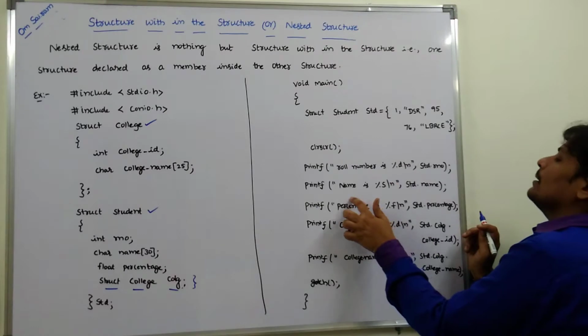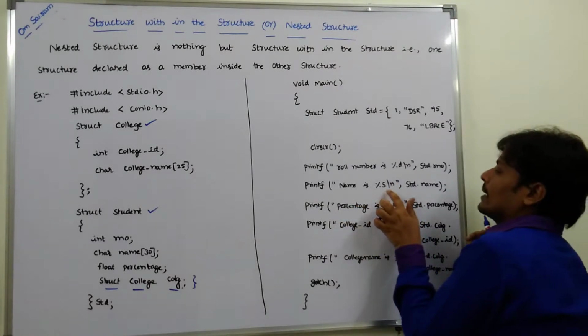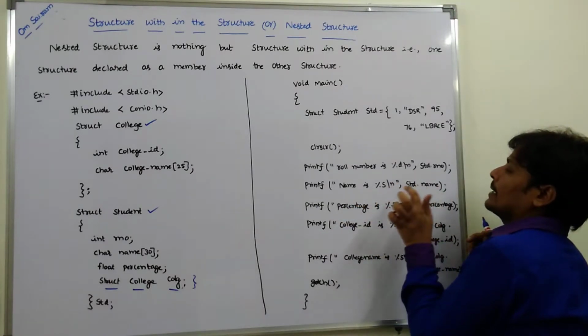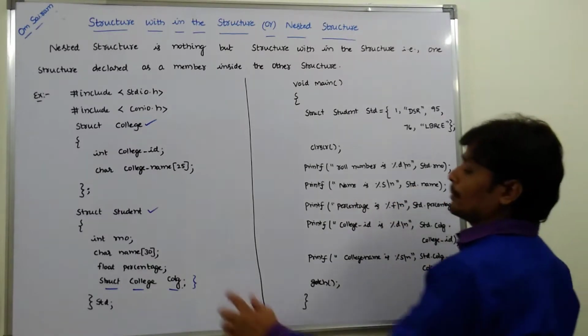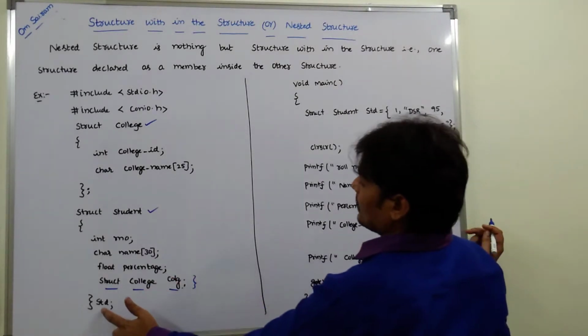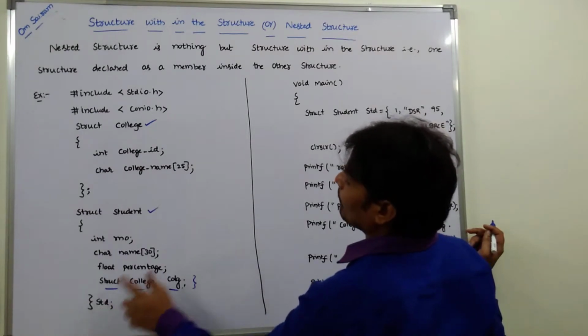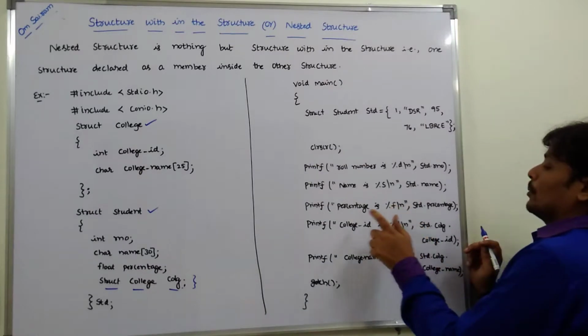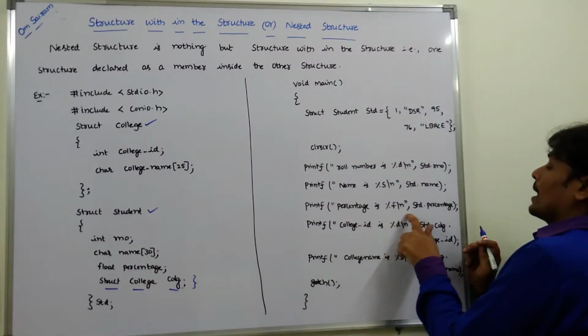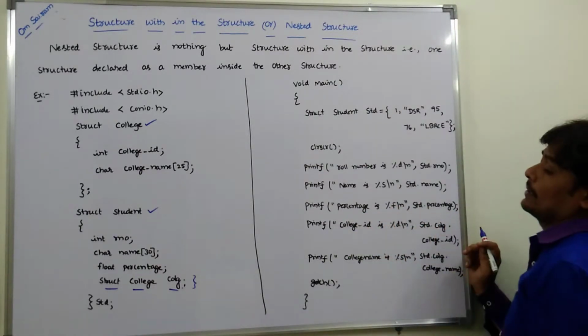So printf name is percentage s. It is a string, so the control string is percentage s. So std dot name. Next, percentage: structure variable dot member name, that is std dot percentage. So percentage is percentage f slash n and std dot percentage.